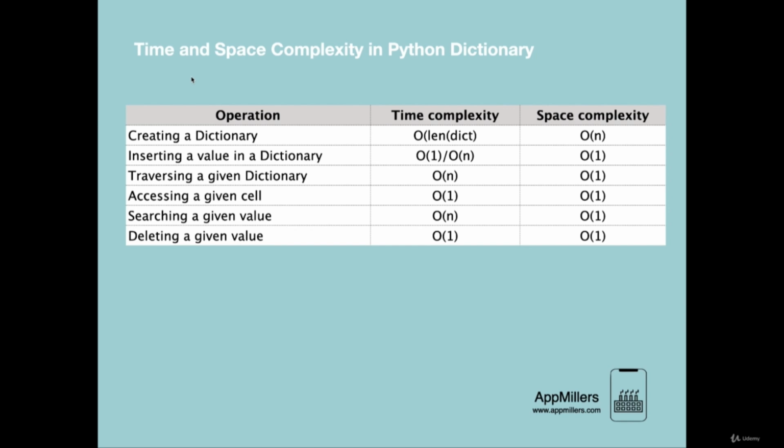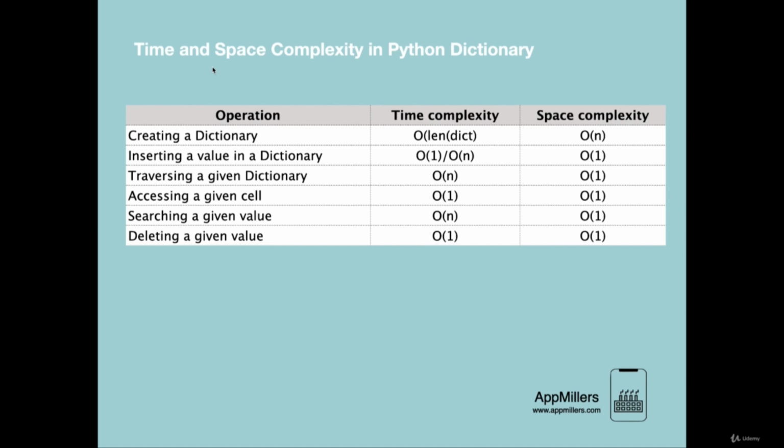So the next operation is deleting a given value. If we delete a given value from a dictionary, it's very efficient, because here again we need to access a value and delete it, which means that a hash function will calculate the index of this pair, and then we can access this element and delete it straight away. That's why the time complexity is O(1). Here again the space complexity will be O(1), because we're just deleting the element.